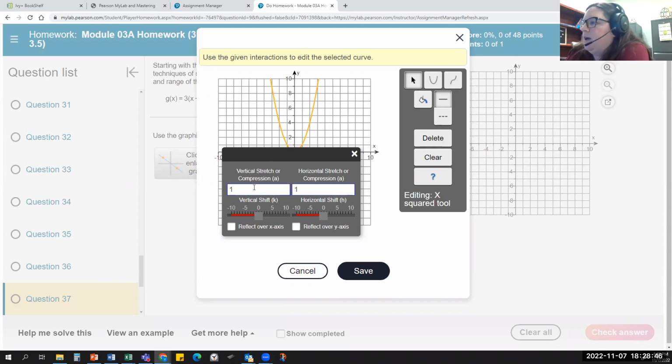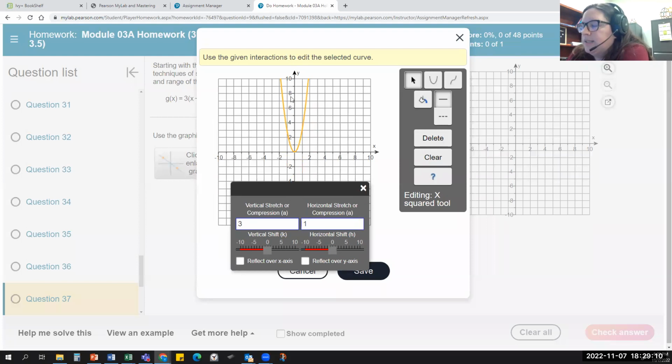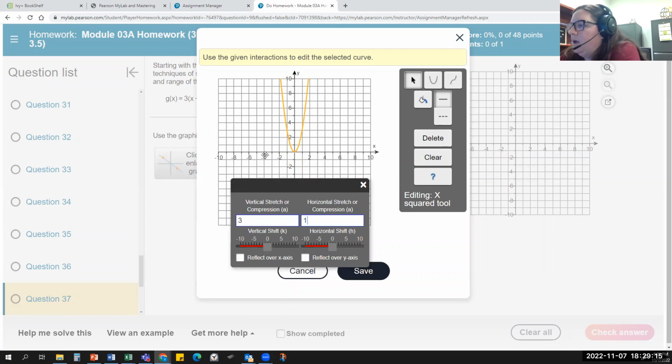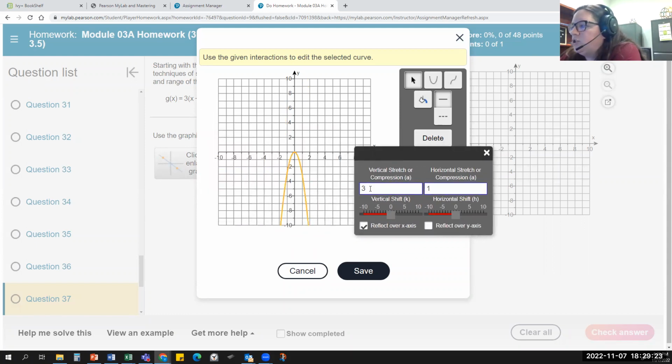But you want to start with any vertical stretch or compression. You, again, should not be doing anything with the horizontal stretch or compression, just the vertical. You're just going to type in whatever the number is. So if there's a number out front, even on this example, I can see there's a 3 out front that's being multiplied. So that would just get typed in here, and you'll see that causing the stretch. So it's vertically taller, but that makes it horizontally narrower. If there's a flip, so if there is a negative number being multiplied out front, then you would apply that as a reflection.